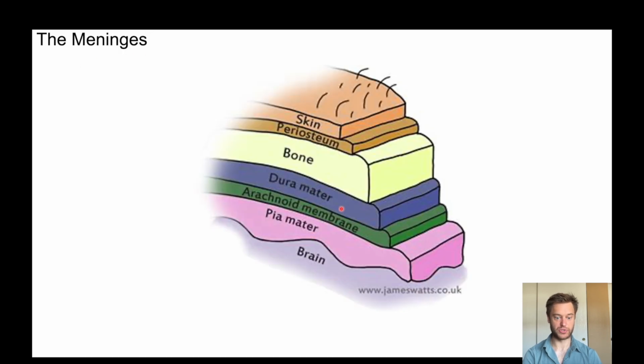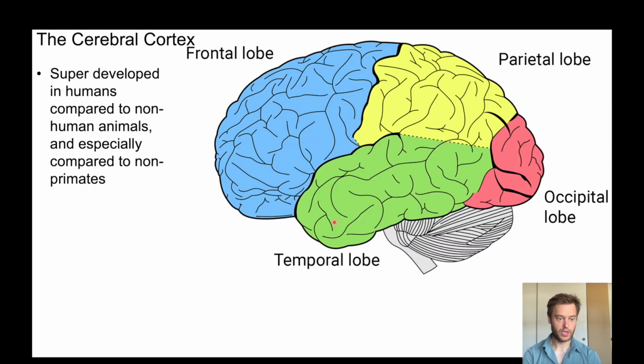And the meninges also are filled with the cerebral spinal fluid. And then we have the cerebral cortex, which is, again, the outermost layer of the brain and is super developed in humans compared to non-human animals, especially compared to non-primates. So primates have a developed cerebral cortex, but not to the same extent that humans do. And a lot of what we think our cognitive capacity is derived from is our overdeveloped cerebral cortex.